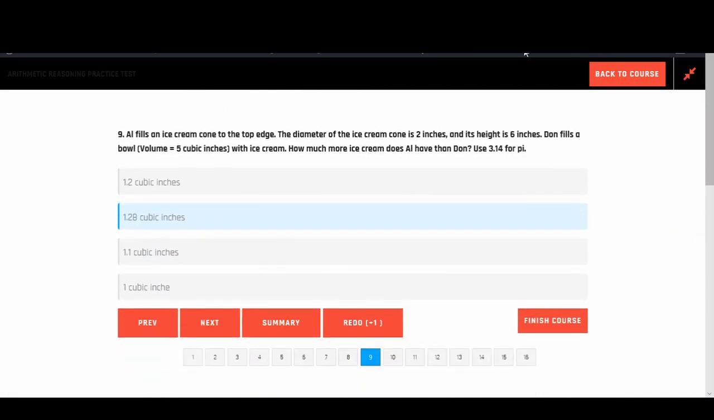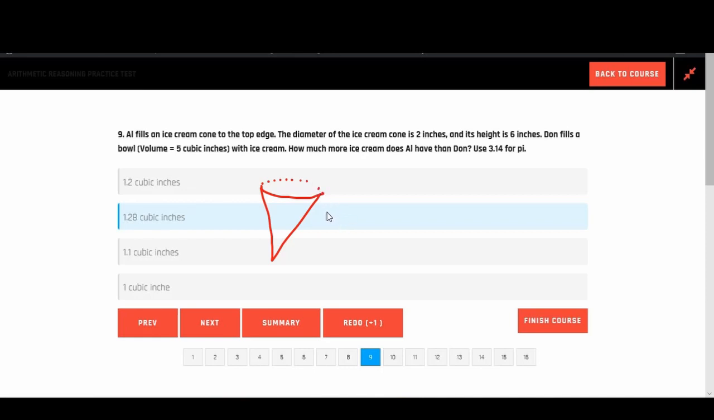All right. Number 9 says Al fills an ice cream cone to the top edge. The diameter of the ice cream cone is 2 inches and its height is 6 inches. Dawn fills a bowl, volume equals 5 cubic inches, with ice cream. How much more ice cream does Al have than Dawn? Use 3.14 for pi. So an ice cream cone looks something like this.